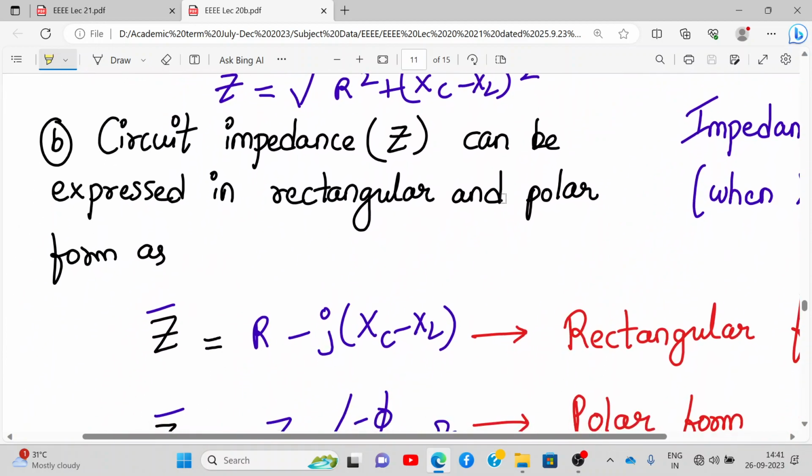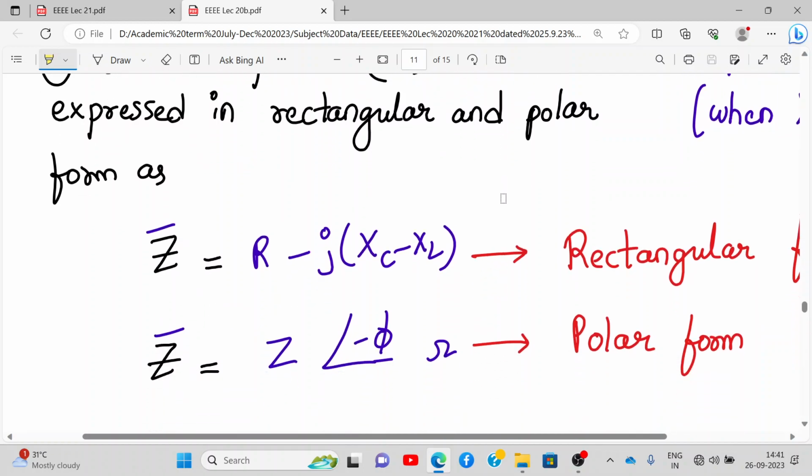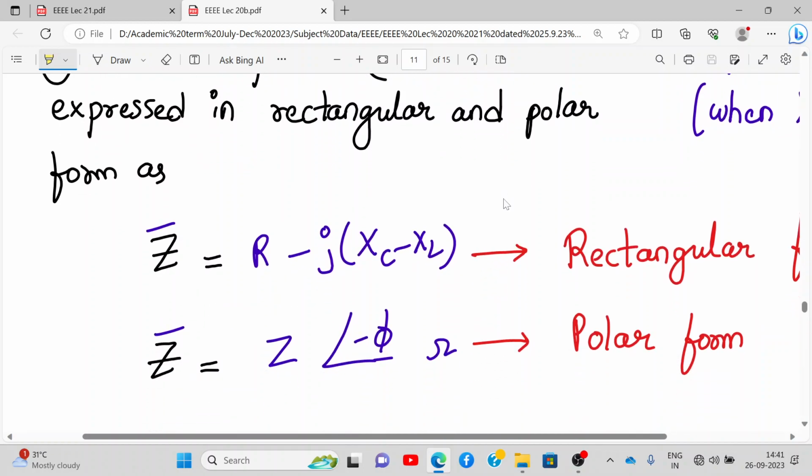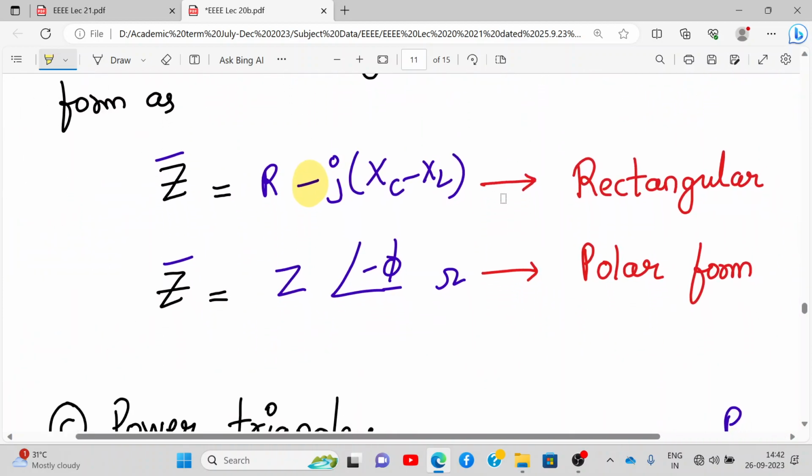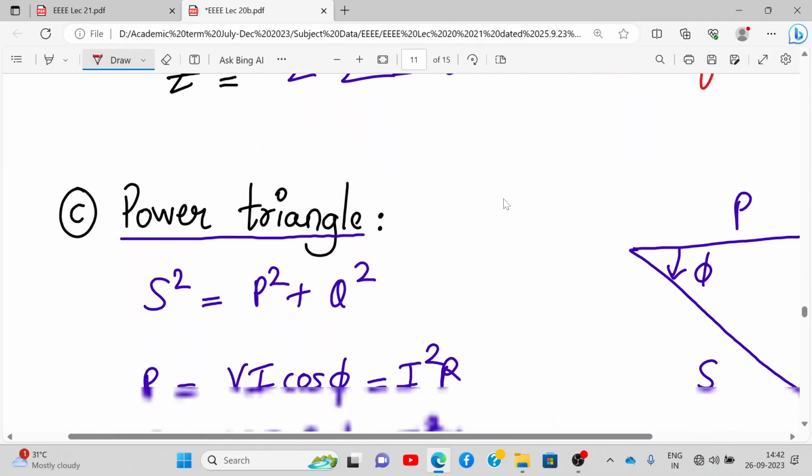So again, we represent circuit impedance Z in the polar and rectangular form. See carefully. When will the negative sign come over here? Whenever the nature of the circuit is capacitive. So Z bar will be R minus j(XC minus XL) in the rectangular form. And Z bar in polar form will be Z angle minus phi. Below, down, that's why negative.